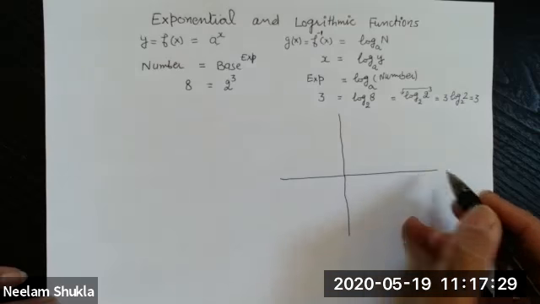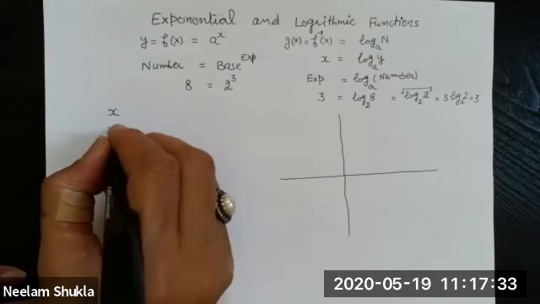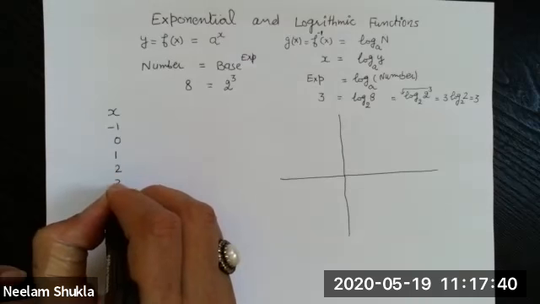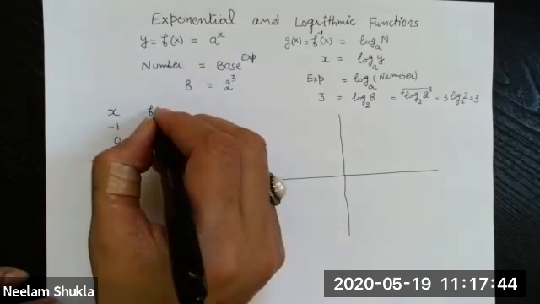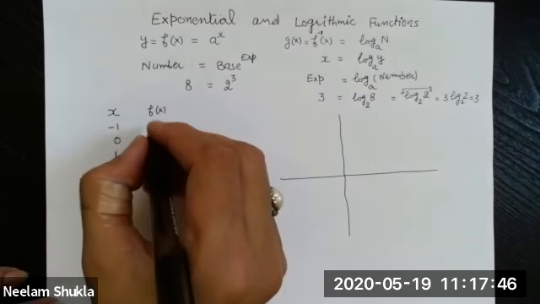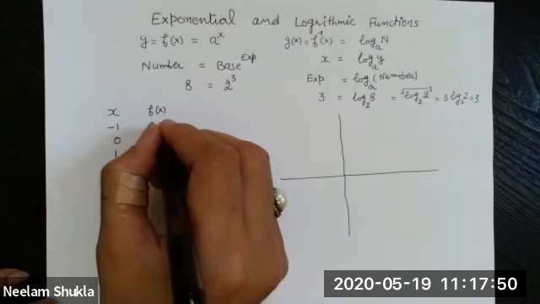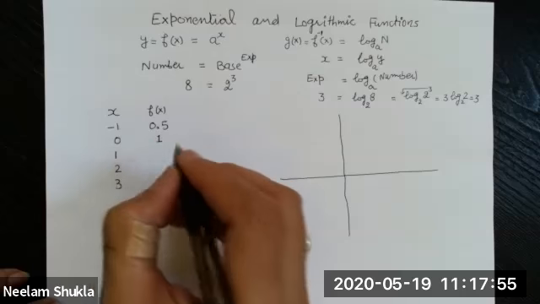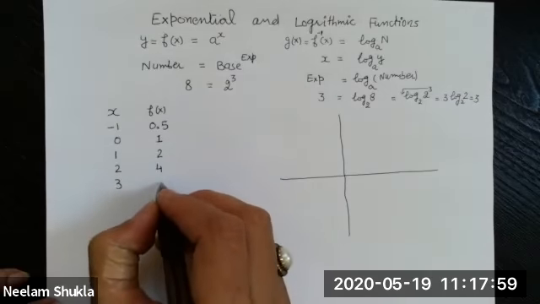Let's look at the x values. If you consider some values here, -1, 0, 1, 2, or 3, your f(x) function will have the values 2 raised to power -1, which will be 1/2 equal to 0.5. 2 raised to power 0 is 1. 2 raised to power 1 is 2. 2 raised to power 2 is 4. 2 raised to power 3 is 8.